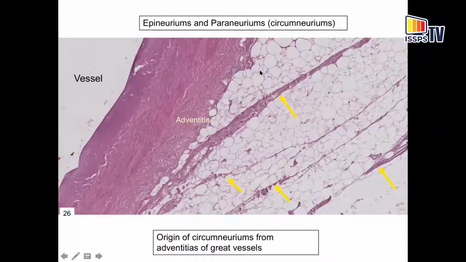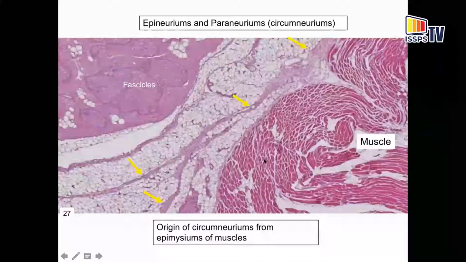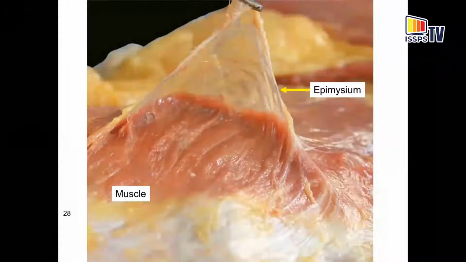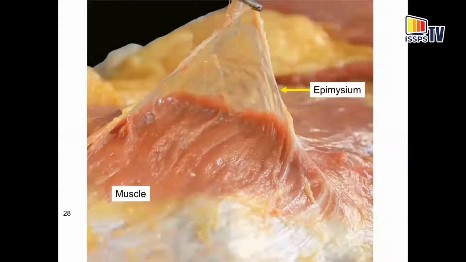The origin of the circumneurium is the adventitia of the vessel. Please follow the arrows. The epimysium of muscle is another source of paraneurium. Please follow the yellow arrows. This is the epimysium. This translucent membrane is the epimysium of muscle. This aspect is similar to circumneural membranes.